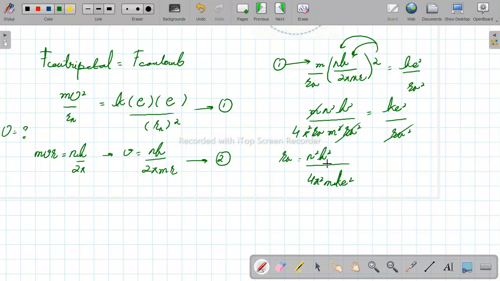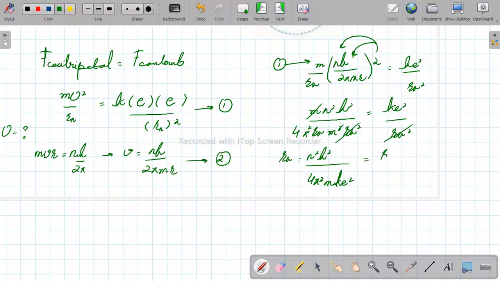We know that this h is constant, 6.63 exponent minus 34. 4 is constant, pi is constant, m, which is the mass of the electron, is constant, 9.1 exponent minus 31. This k is also constant, the one from Coulomb's law, whose value is 1 over 4 pi epsilon naught. And this e, which is the charge of the electron, is also constant, 1.6 exponent minus 19. This means all these values are constant.